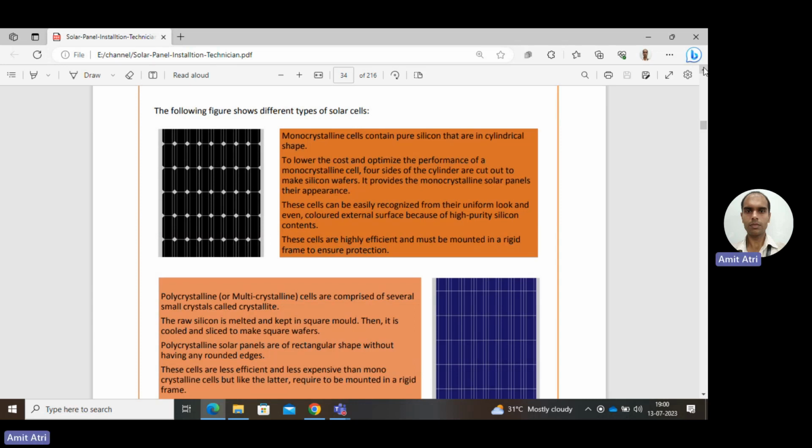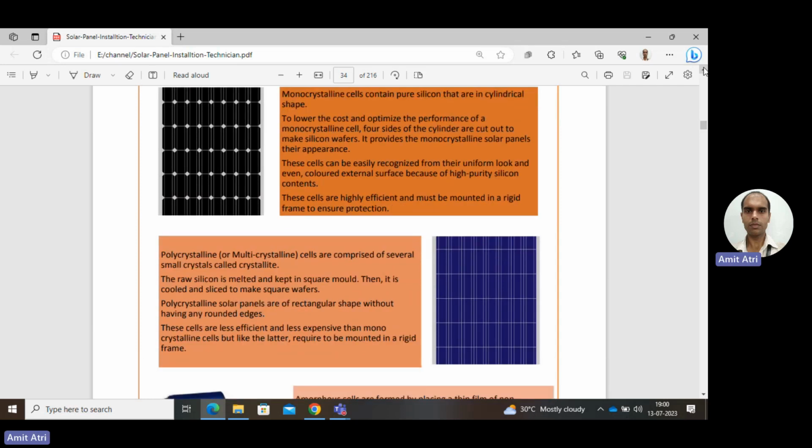It gives the monocrystalline solar panels their appearance, and the wafers are cut from the cylinder. These cells can easily be recognized from their uniform look and evenly colored external surface, because of high purity silicon. I mean, they are pure. Monocrystalline cells are pure, and correspondingly their efficiency is higher when compared with polycrystalline. They should be mounted on a rigid frame for protection.